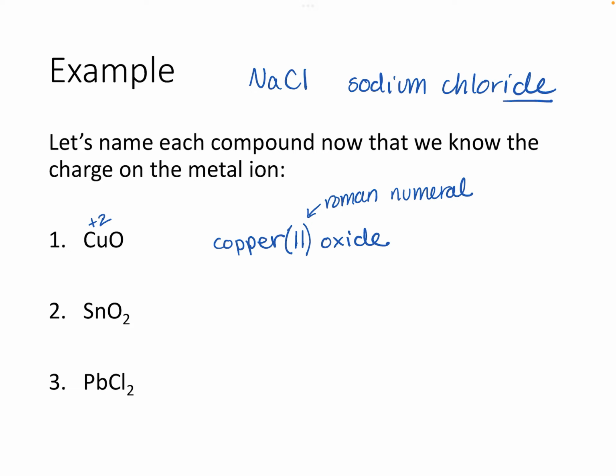Okay, so for tin oxide, we have to do the same thing. So we have to indicate what the charge on tin is, otherwise we might get confused about how many oxygens are bonded to tin. So tin, we said, had a +4 charge in this compound, so we're going to write a Roman numeral 4 after tin. And then in the last example, we said lead had a +2 charge, so we're going to write that as lead 2 chloride.